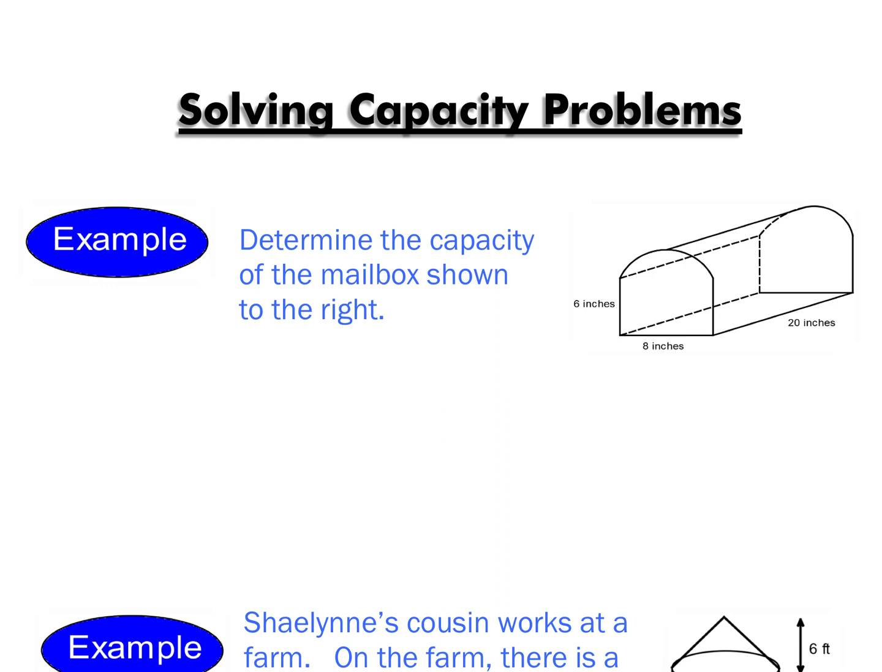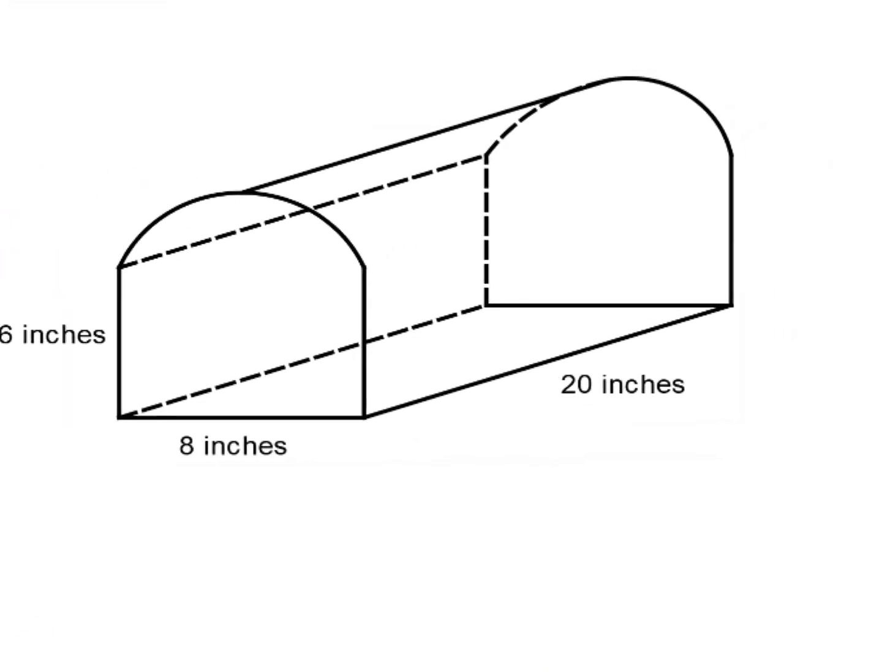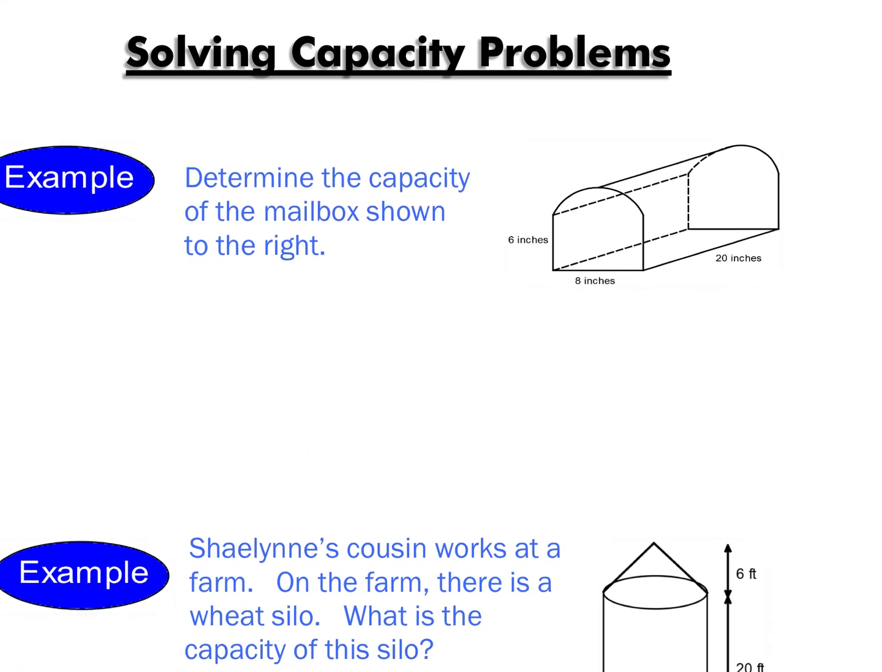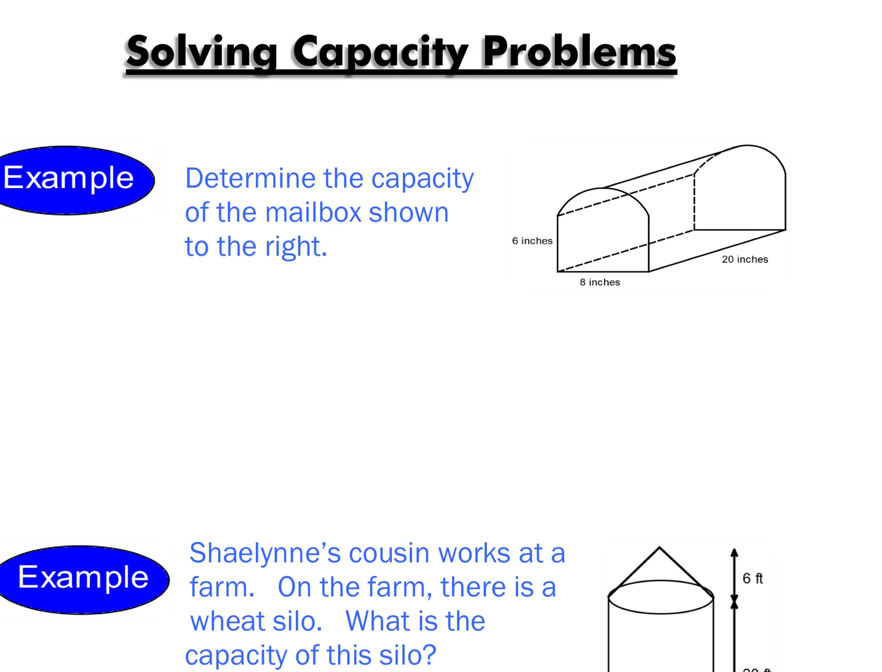So example, determine the capacity of the mailbox shown to the right. So here we go. Here's a nice, lovely mailbox. It is a combination of two shapes. What are the shapes? Yep, cylinder and rectangular prism.